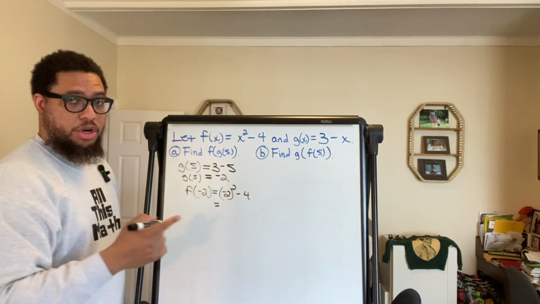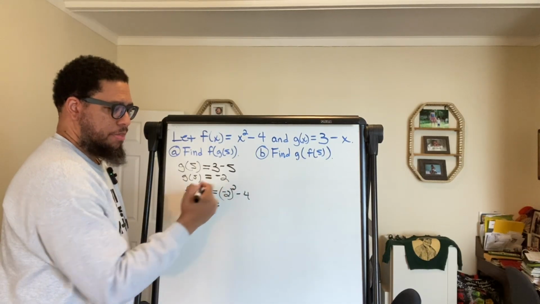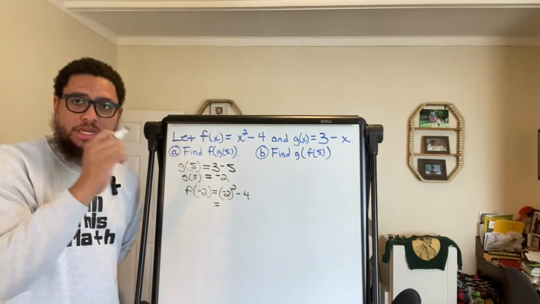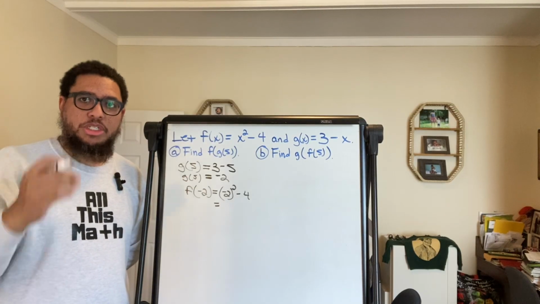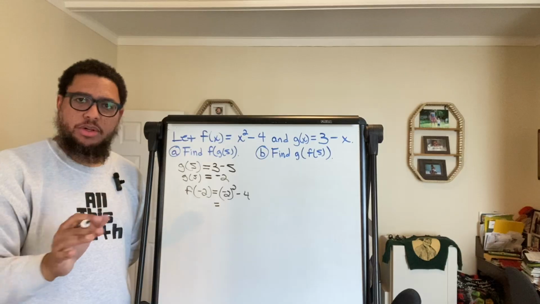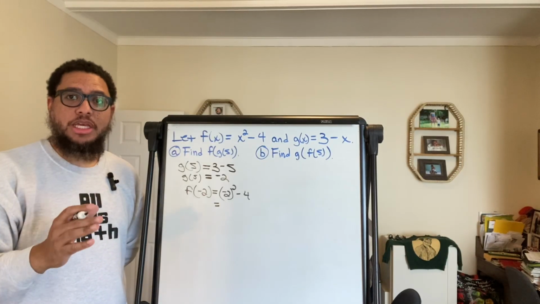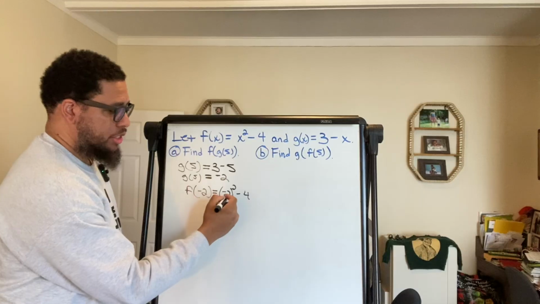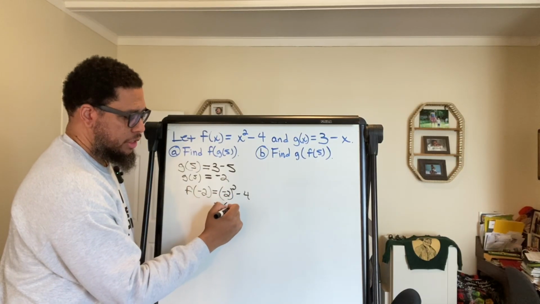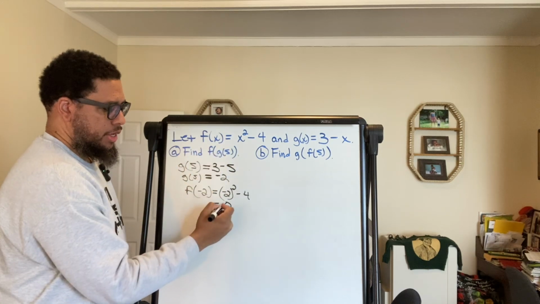And then we just use order of operations, right? So we're going to have negative 2 to the second power. Negative 2 to the second power means negative 2 times negative 2, which is positive 4. Negative 2 times negative 2 equals positive 4, not negative 4. Negative 2 times negative 2 is positive 4. So then you've got positive 4 minus 4, which is 0. So that means that the final answer to this is 0.